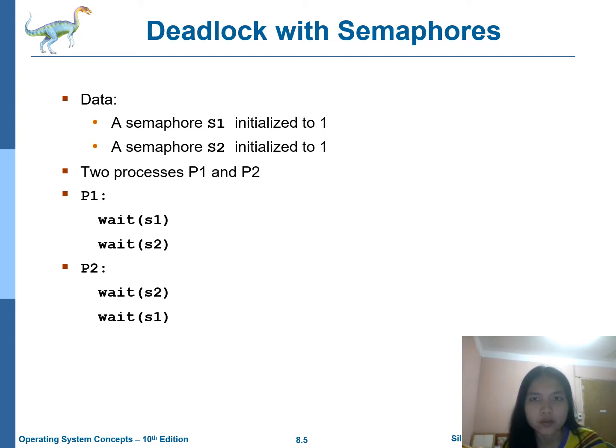Deadlock with semaphores. Data: semaphore S1 initialized to 1, semaphore S2 initialized to 1. Two processes, P1 and P2. P1 waits on S1, then waits on S2.